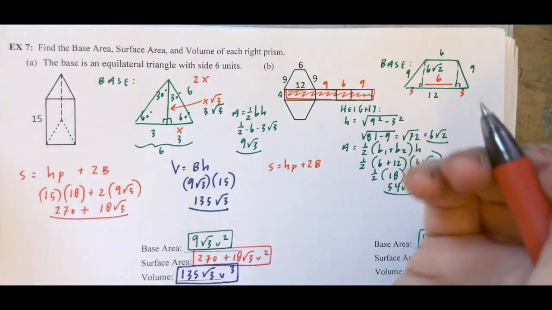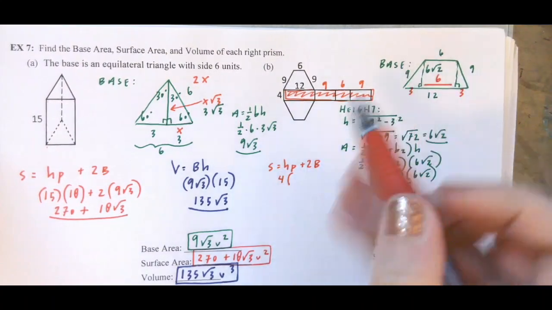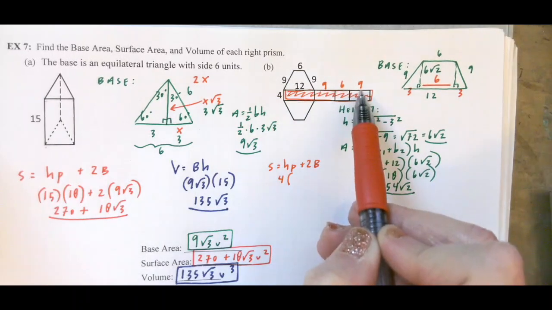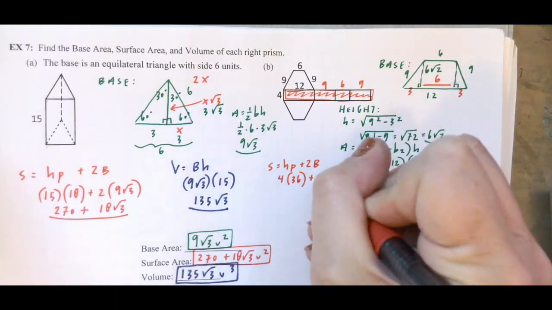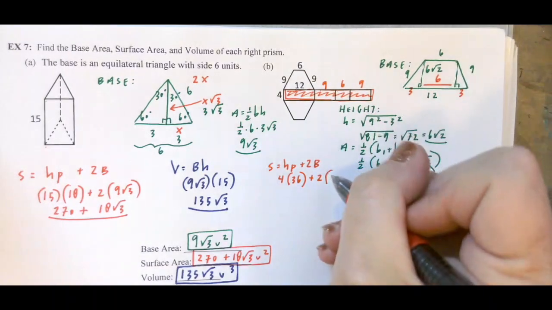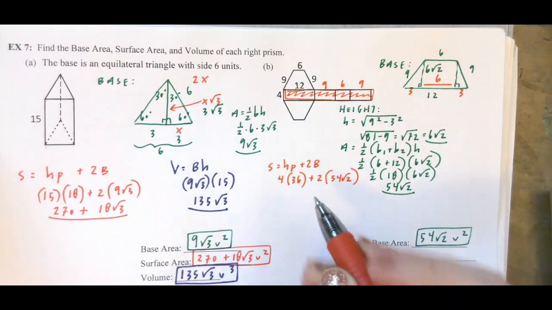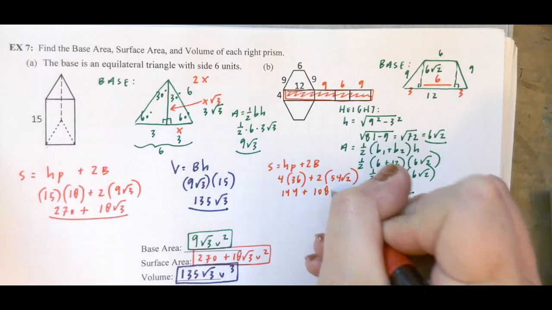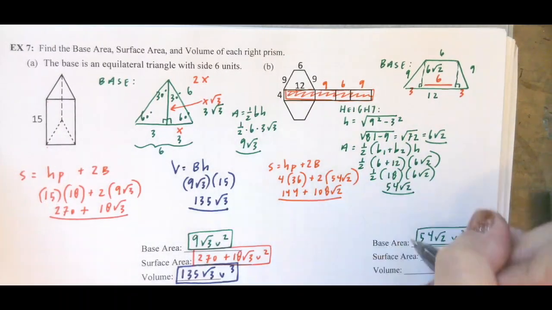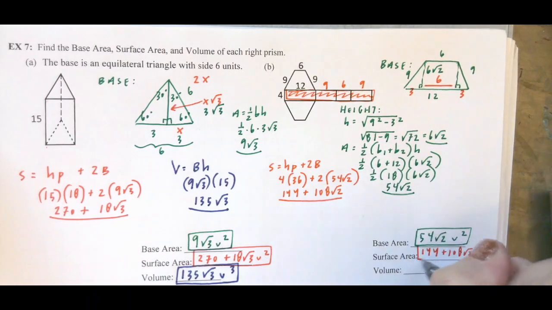All right, so height of the prism right here is 4. Perimeter of the base, if I add all these up, that's going to combine to 36. And then I have two base areas. Each one is 54 root 2. So 4 times 36, I'm at 144. And then 108 root 2. Again, not like terms, so I'm going to leave it just like that. 144 plus 108 root 2. Units are squared.